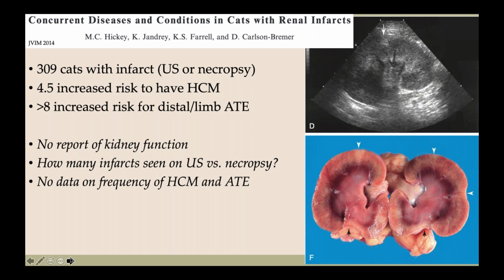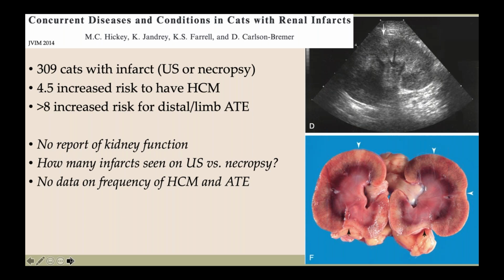And so I hear a lot of people say, oh, we saw a renal infarct on ultrasound, we've got to do an echo now as the next step. They didn't actually report the prevalence of HCM in any of those patients, whether those who had infarcts or those that didn't. So I don't know what that 4.5-fold increased risk represents. Is it going from a 1% prevalence to a 4% prevalence, or is it going from a 10% prevalence to a 45% prevalence?